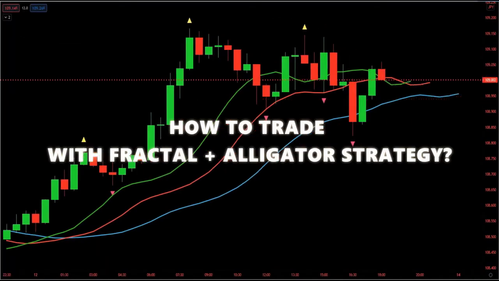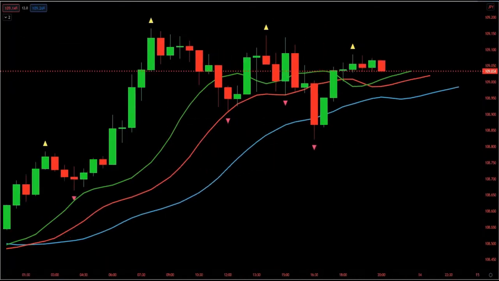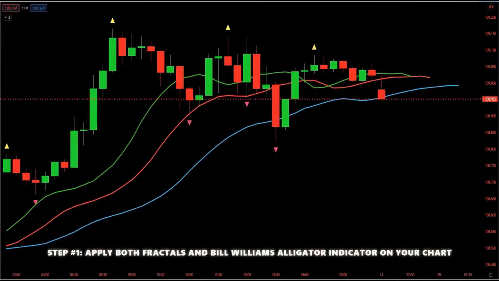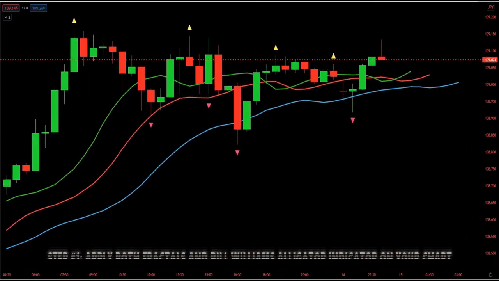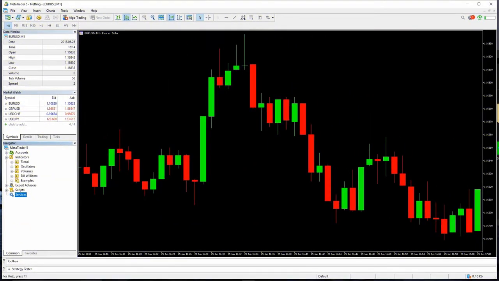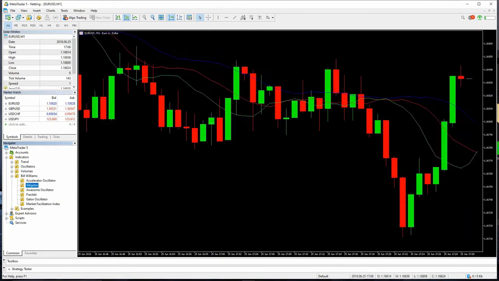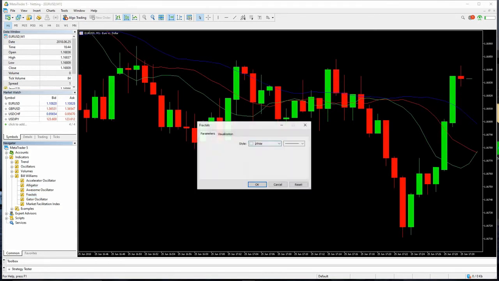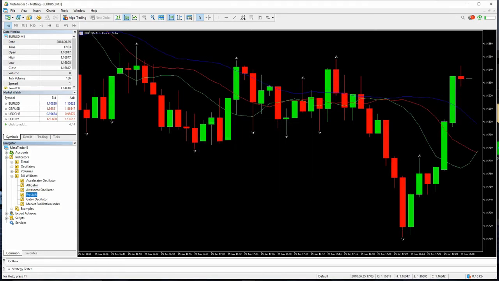How to trade with the fractal and alligator strategy. Step number 1. Apply both fractals and the Bill Williams alligator indicator on your chart. The first step you are going to want to do is, of course, throw these important indicators on your charts. As I have said, they do come standard on every trading platform that I am aware of, so this should be very simple for you to do. Once you do this, your chart will look like this.